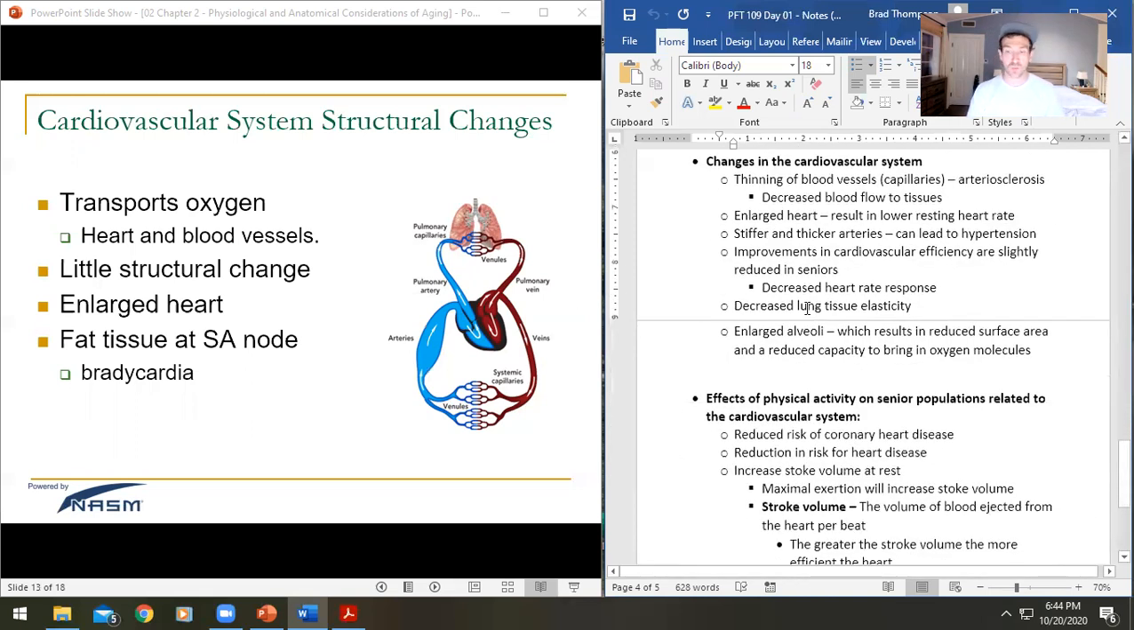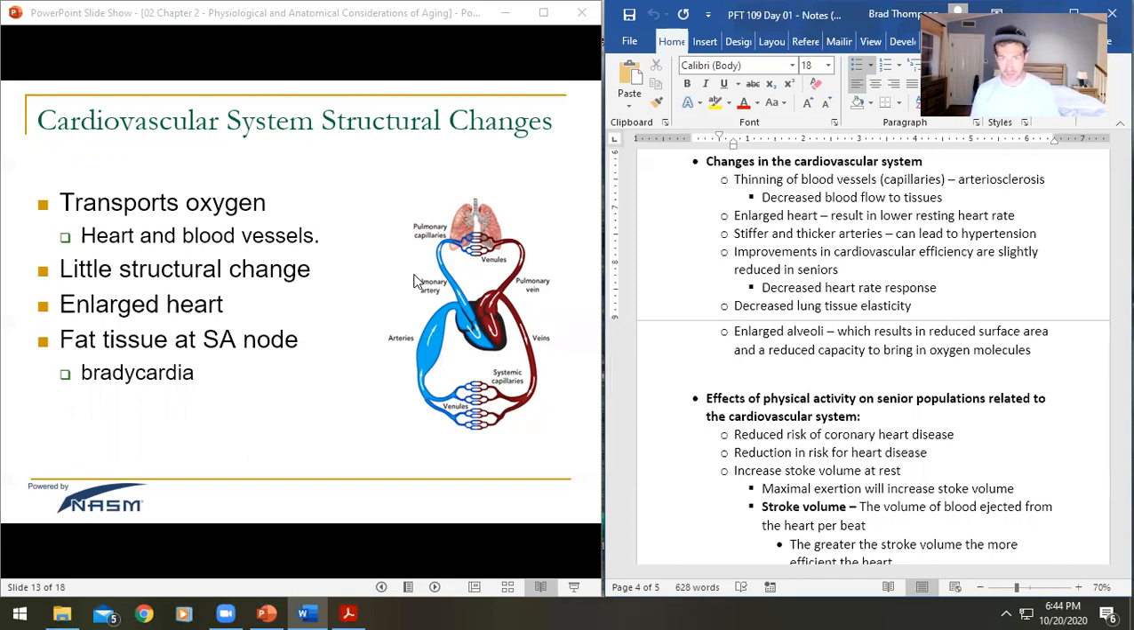All right, and then changes we see in our cardiovascular system. Obviously, we've already talked a little bit about this, but we will see a decrease in transportation of our heart, blood, and blood vessels. Now, for the most part, there's not a lot of physical changes.